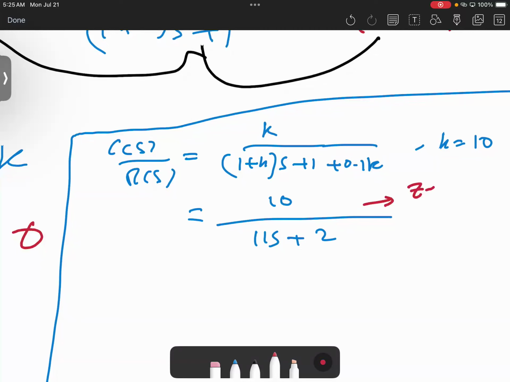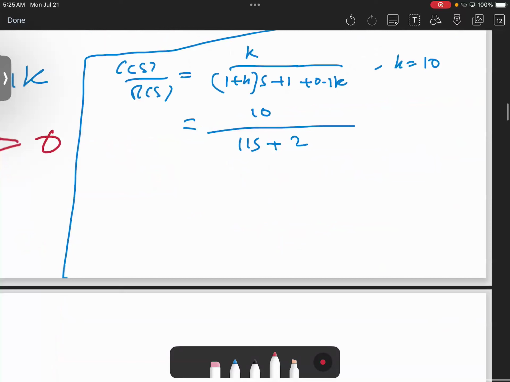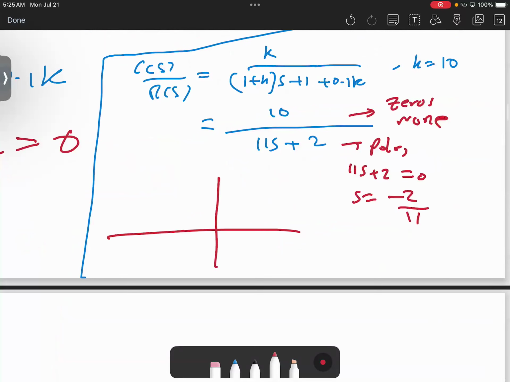Is there any zeros? None. How about poles? 11S plus 2 equals 0. Therefore, S equal what? Negative 2 over 11. How about pole zero mapping? Negative 2 over 11. How about the stability? Stable. Exactly. Which is bounded input, bounded output stable. Or you would say stable. No problem. You don't need to write BIBO stable. You can say stable. That's fine.